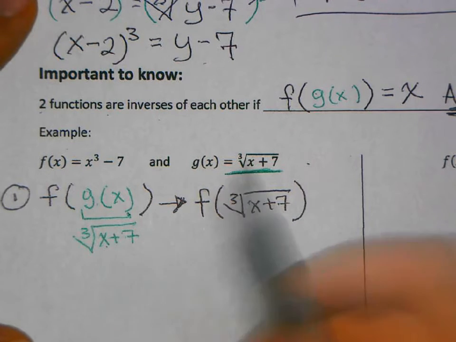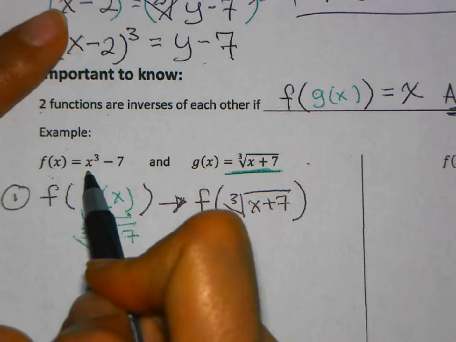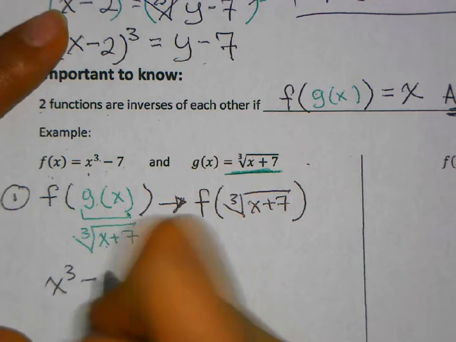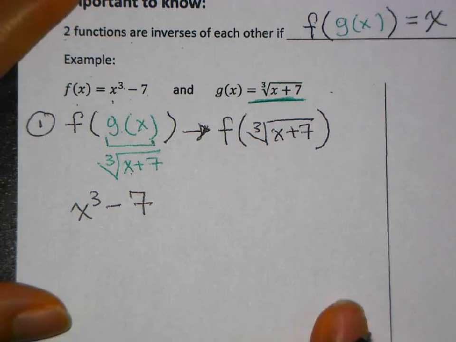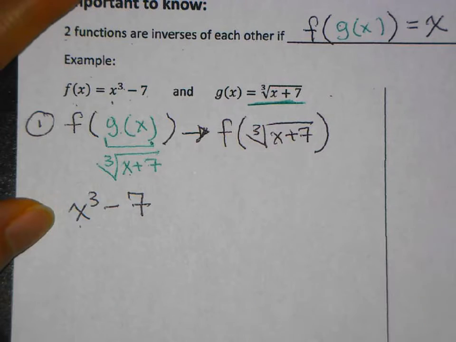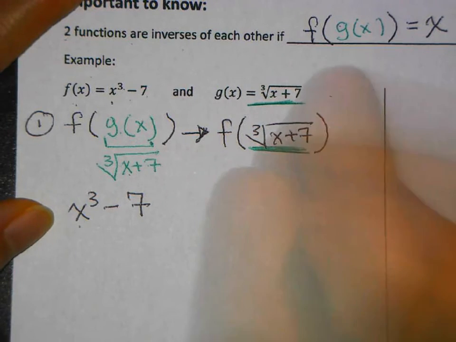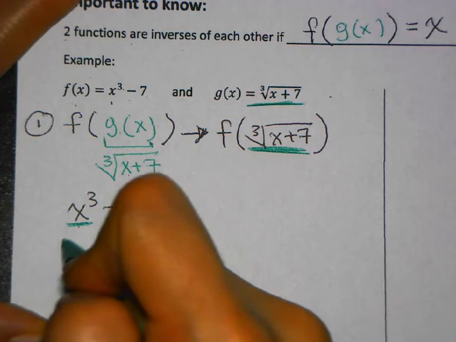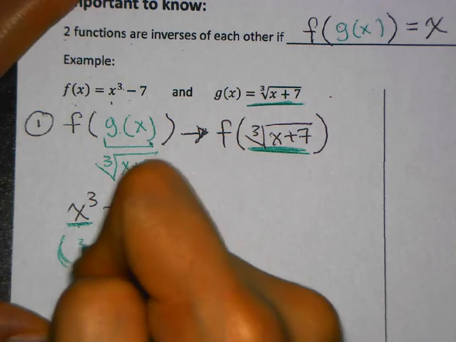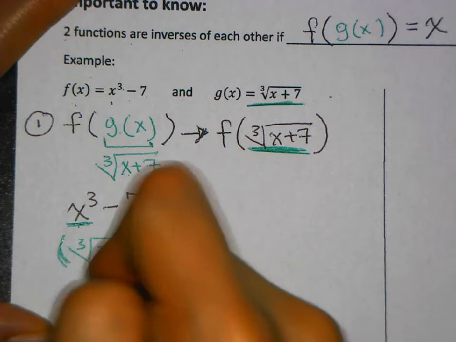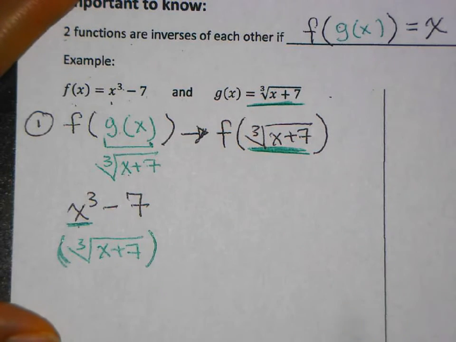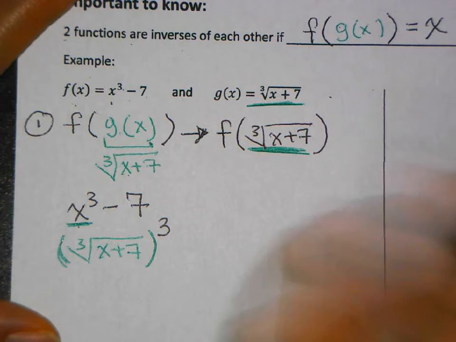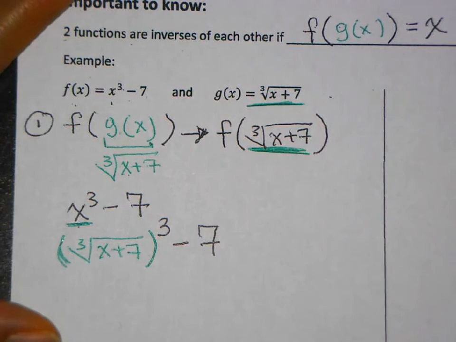Well, how do I do that? Here's my equation. f of x equals x cubed minus 7. What do I plug in instead of x? I am going to plug in cube root of x plus 7 right there in place of the x. So I'm going to put parentheses around it. Cube root of x plus 7. That's just my x. I always put parentheses around my x. And then you've got a cube up here. And then don't forget, you have a minus 7 back there.